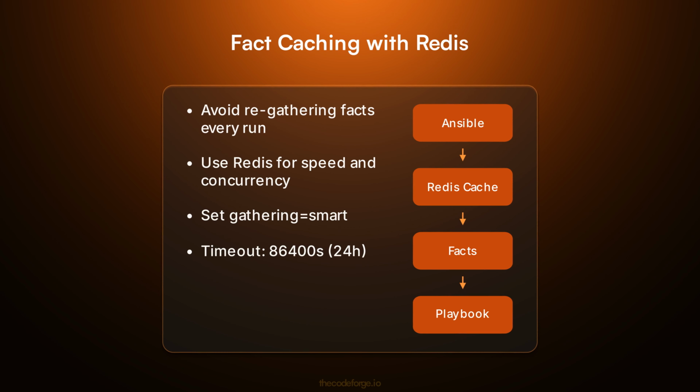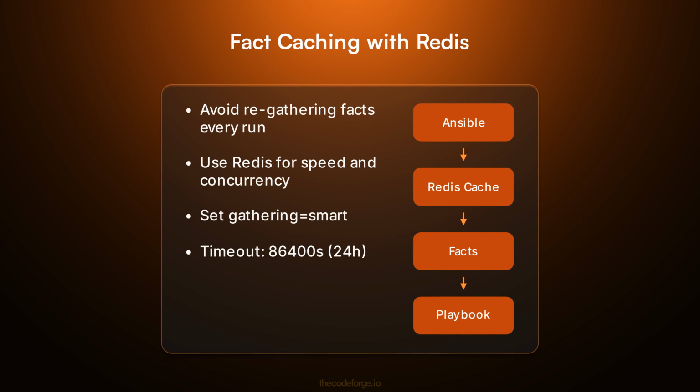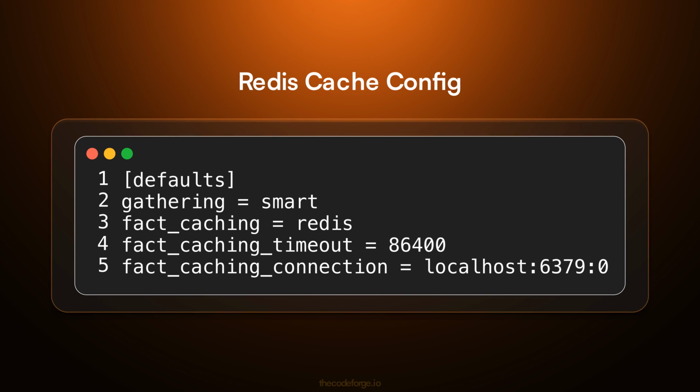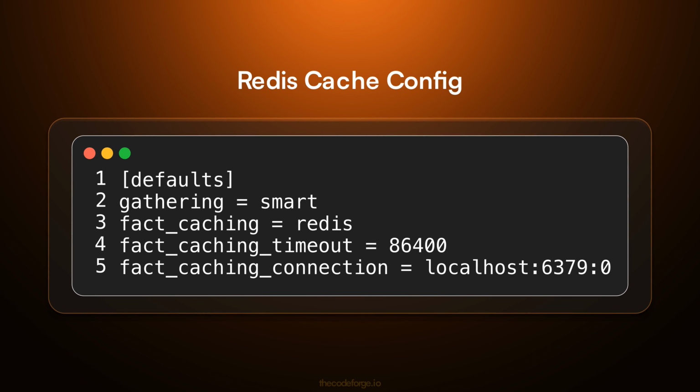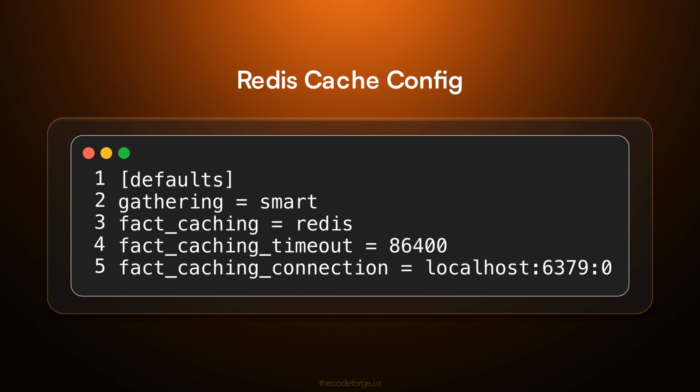Fact caching stores gathered facts between runs. Redis is faster and handles concurrent access better than jsonfile. Enable with gathering equals smart to only gather when cache is missing. Configure Redis caching in ansible.cfg. Install Redis server and the Python Redis library. Use flush cache to force regathering.